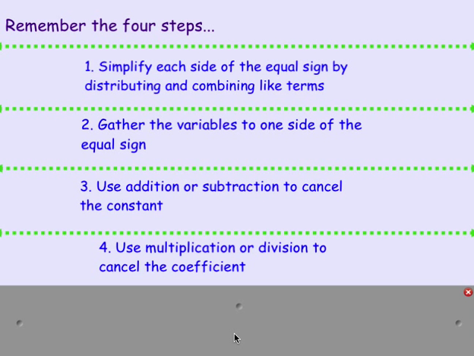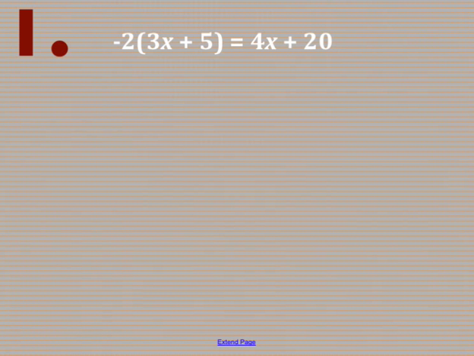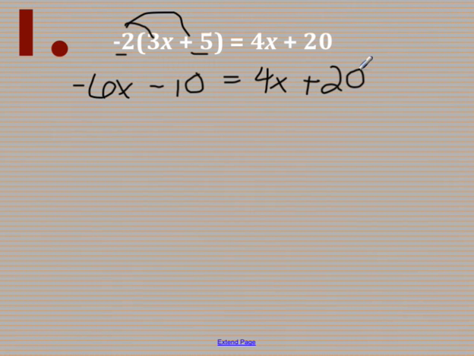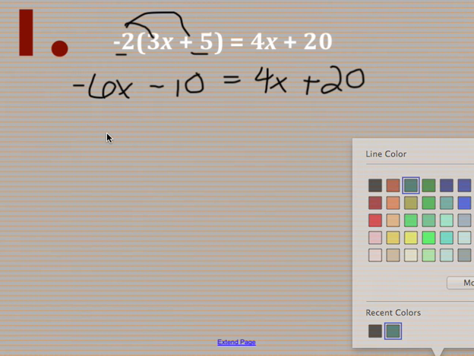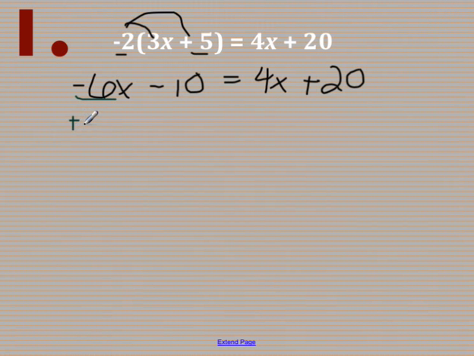Now this is something we practiced a lot yesterday, but let's take a look at a couple of examples to help remind ourselves. For this one, the first thing we want to do is take that -2 and distribute it in. We take -2 times 3, which is -6x. -2 times 5 is -10, and we leave the right side the same. Now we want to get our x's on the same side. I see that this is a -6x, so to get it over to the other side, I need to add 6x.